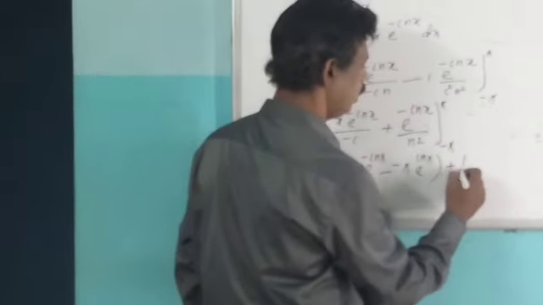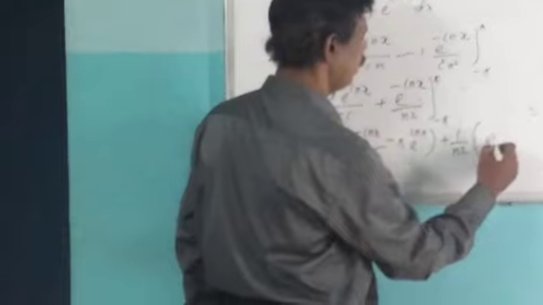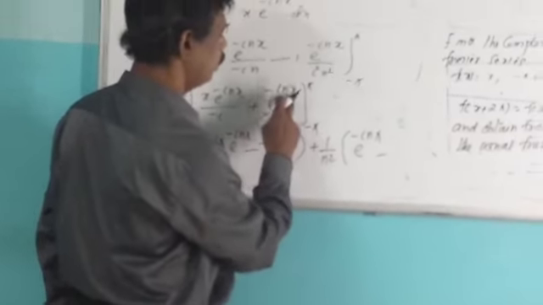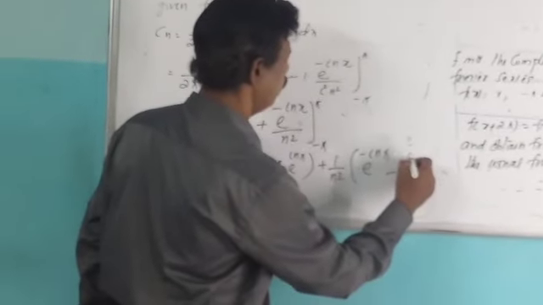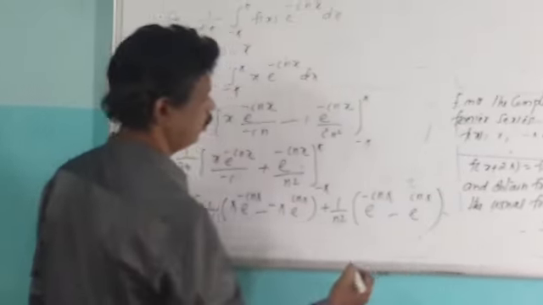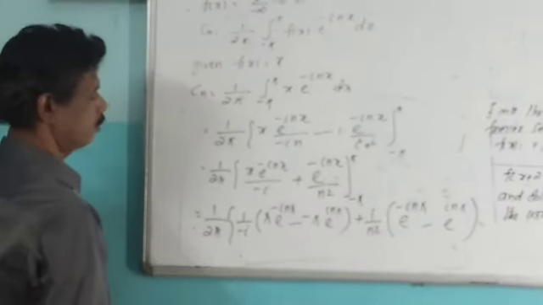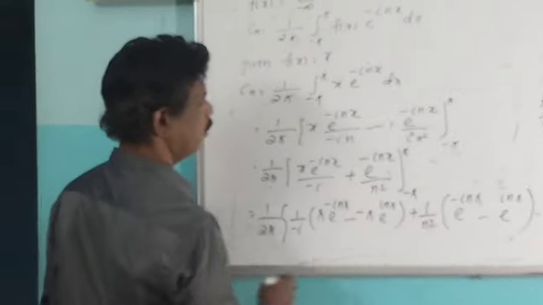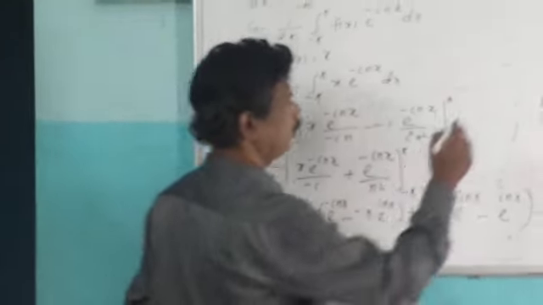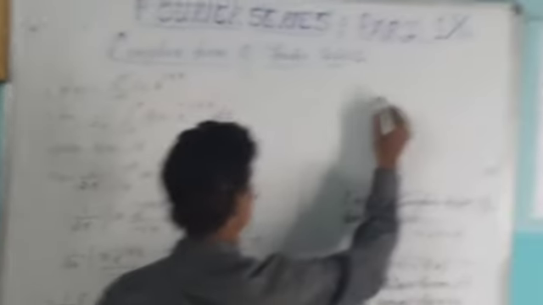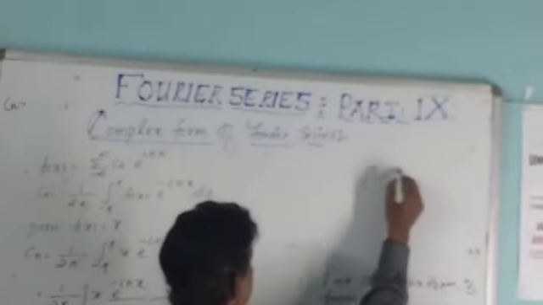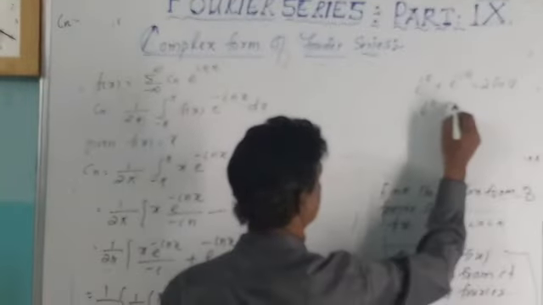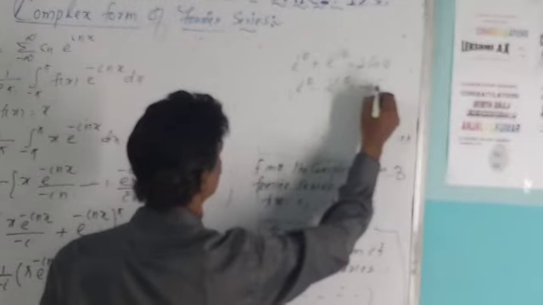Similarly, 1 by n square into the upper limit e raised to minus i n pi, minus, then minus into minus plus e raised to i n pi. That is equal to the upper limit and lower limit. Then we can take pi as a common term. Minus into minus equal to plus. Then e raised to i theta plus e raised to minus i theta equal to 2 cos theta, and e raised to i theta minus e raised to minus i theta equal to 2i sin theta.